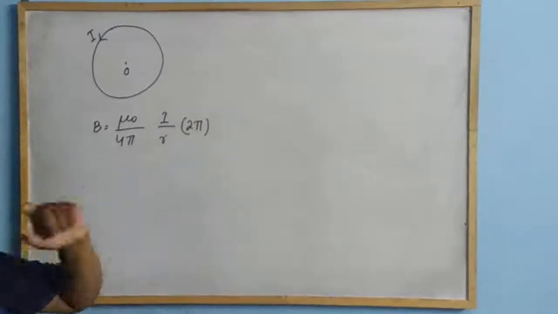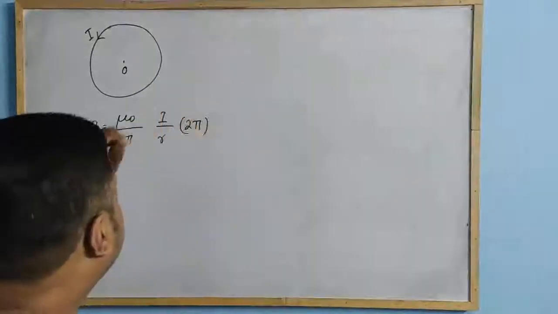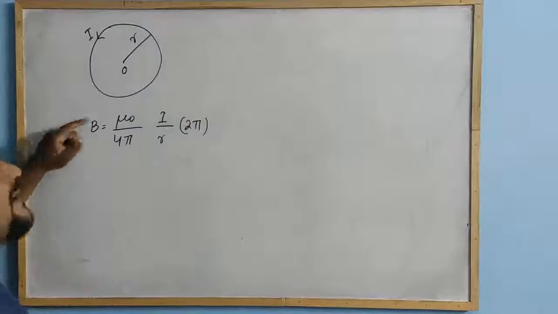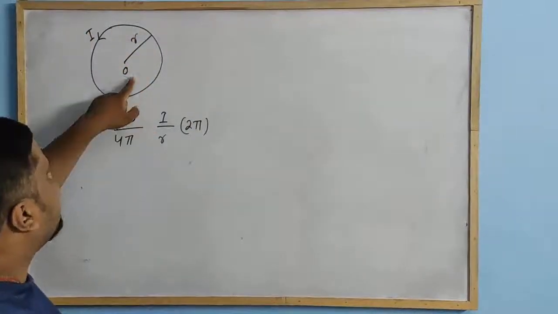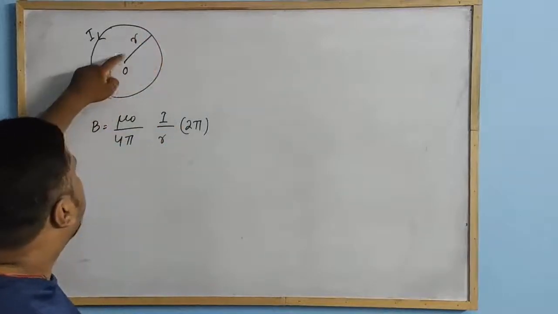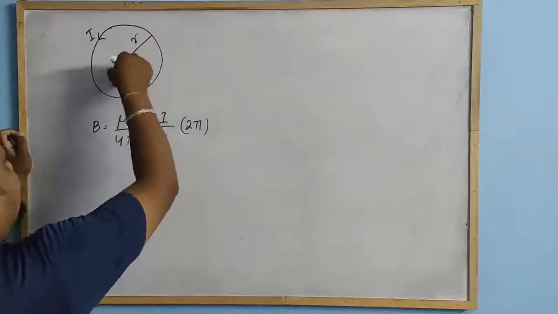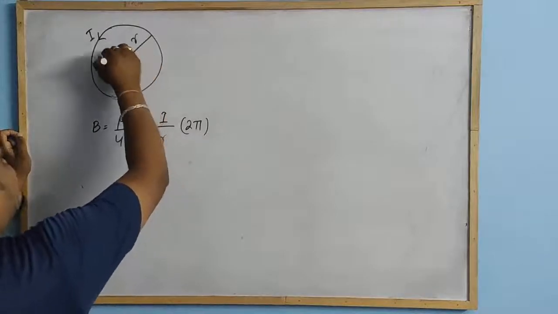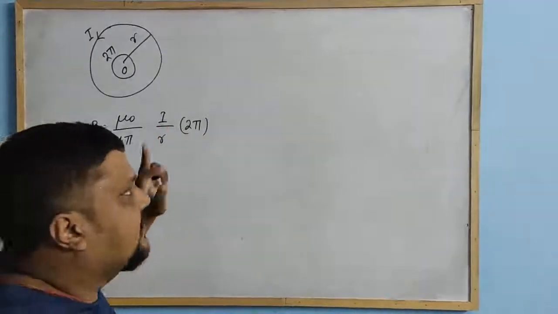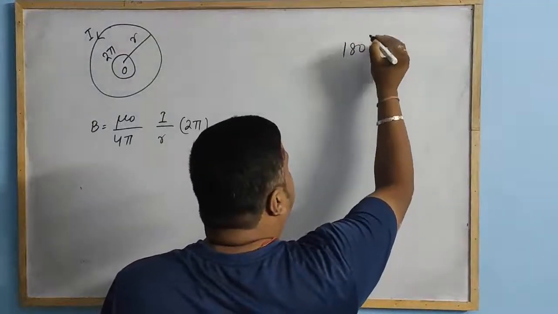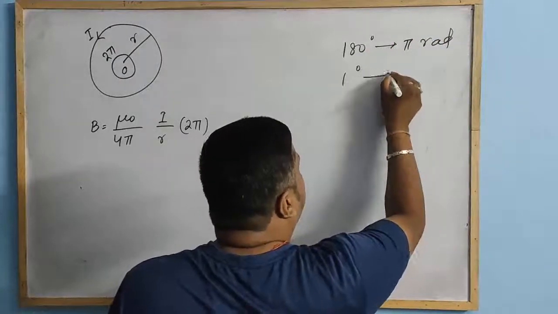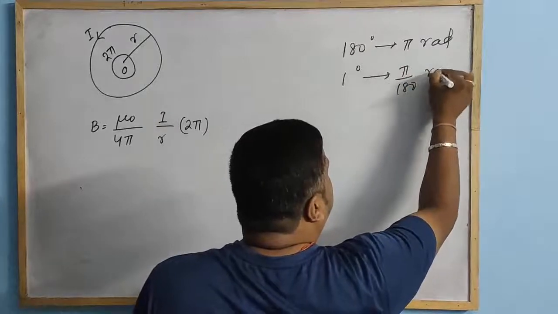What is the meaning of writing this? As I have told, I will discuss later. The current is flowing and this is the radius R. Because of this loop, the magnetic field is this much. And what is 2 pi? 2 pi is the angle subtended by the loop at the center. When this is the complete loop, how much angle does it subtend? 2 pi radian. And that should always be in radian. So already you know the relation of degree and radian. Pi radian is 180 degree, 1 degree is pi by 180 radian.